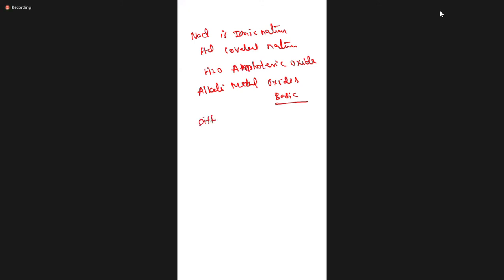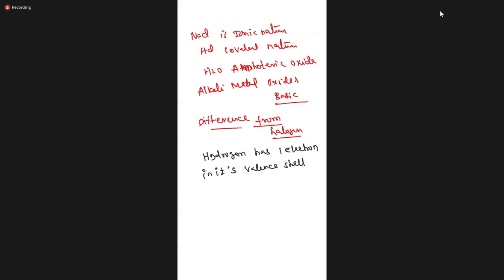What are the differences from halogen? Hydrogen has one electron in its valence shell, while halogen has 7 electrons. So this is the difference from halogen.